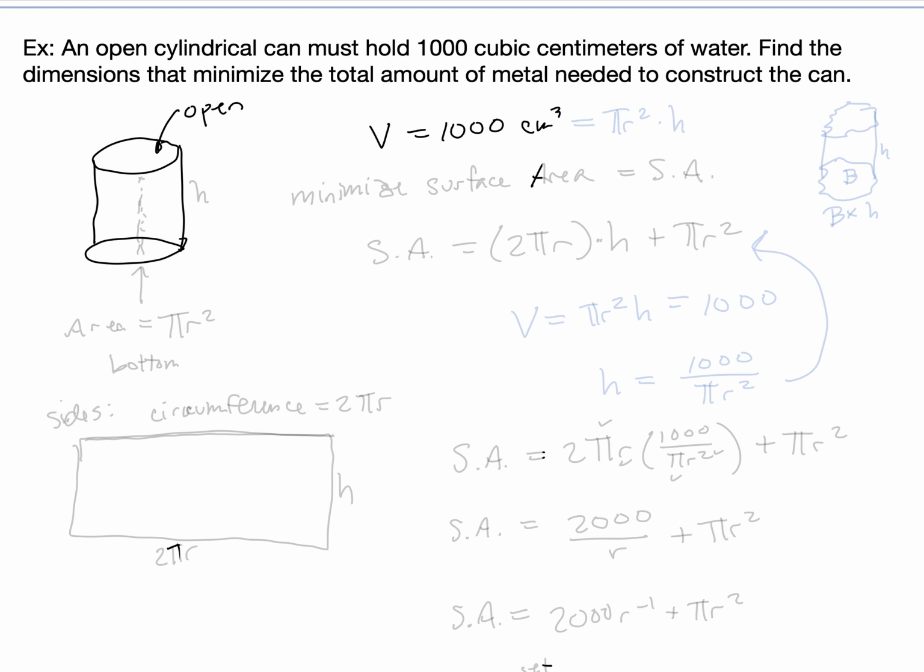And we want to find the dimensions that minimize the amount of metal needed. So we want to minimize the surface area. Let's call that SA, surface area. And so what is the surface area of this can? So we know the area of a circle. The area of a circle is pi r squared. So that is like the bottom of this can, and it's an open top, so we don't have to worry about the top.